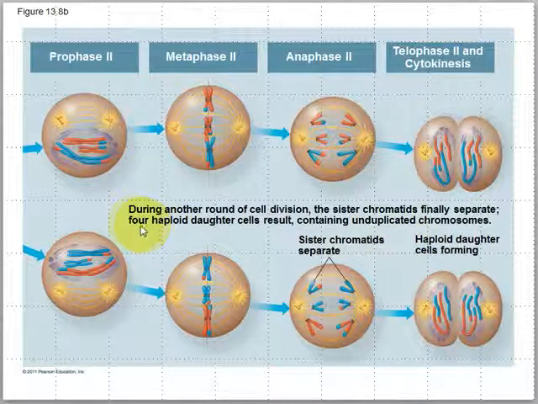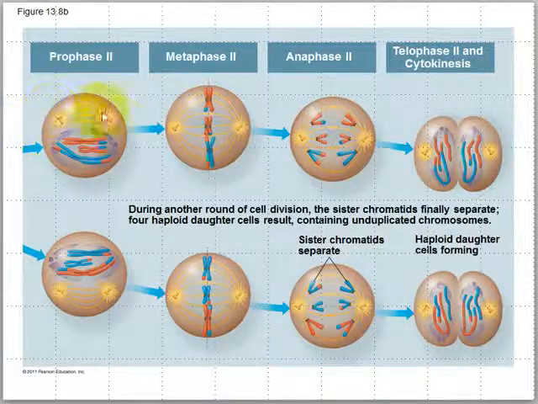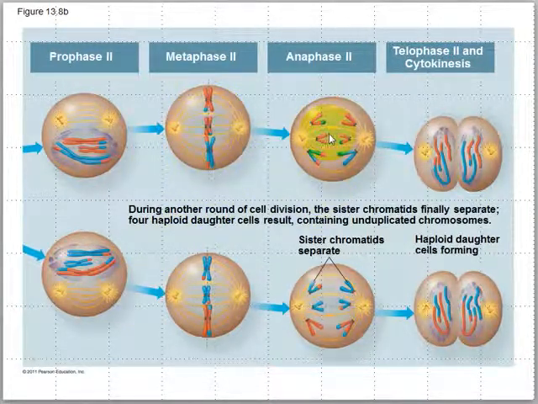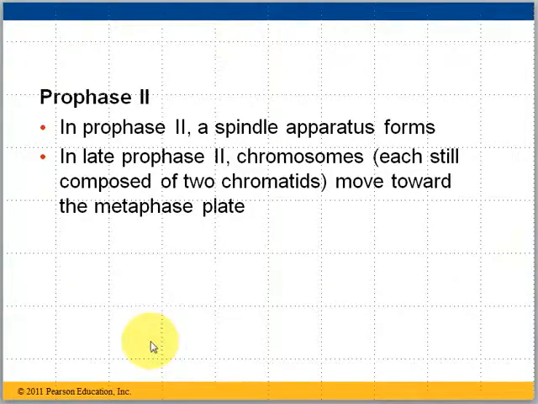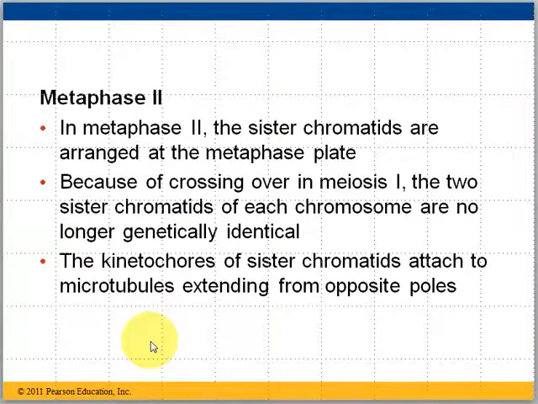This is almost exactly like you would see in mitosis, where the chromosomes begin to condense, the centrosomes create the microtubule structures, they line up on the plate in metaphase, the sister chromatids are pulled apart in anaphase, and then you have telophase and cytokinesis at the end. Prophase 2, spindle apparatus forms. In late prophase 2, the chromosomes begin to move toward the center. They have condensed to where they're visible. Metaphase 2, the sister chromatids are arranged at that metaphase plate in the middle.